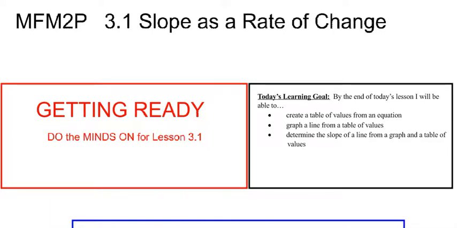Welcome to the first episode of Unit 2, Linear Relations. Unit 2 consists of 3 chapters in your textbook, chapters 3, 4, and 5. And we are going to start with slope as a rate of change. Pretty simple concepts that you have covered already.